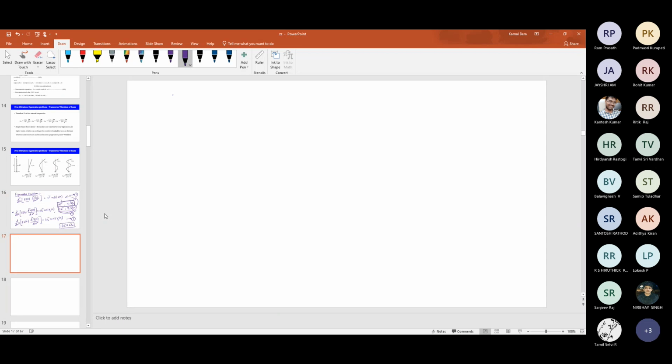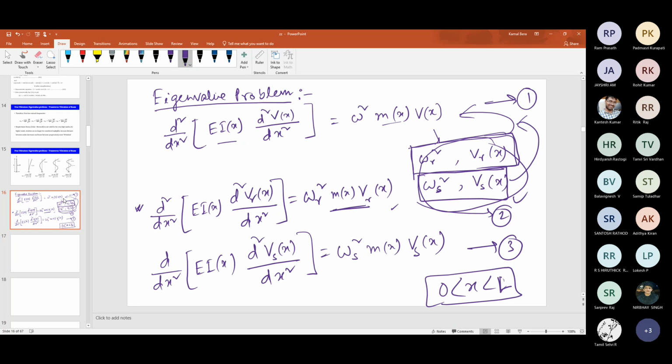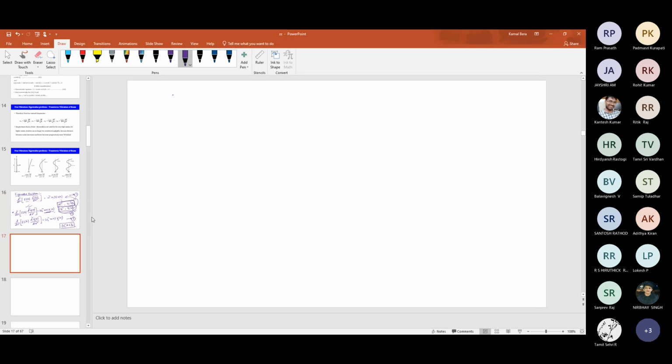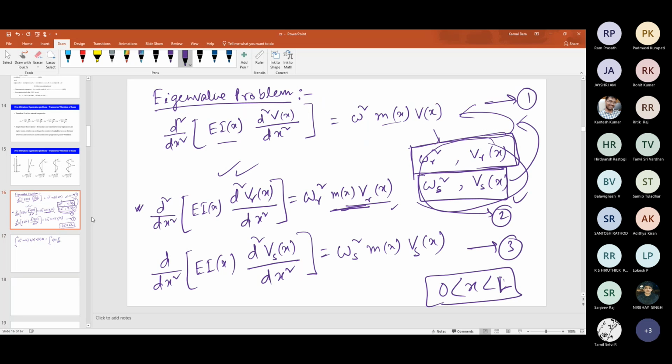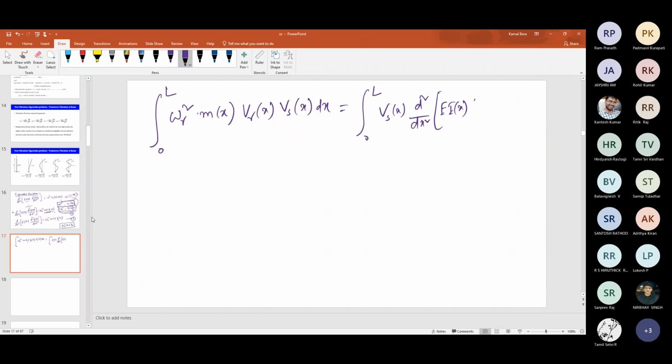So what am I basically saying? I am writing the first here. The by parts will be for this part; here nothing by parts, so I am writing this on the left hand side. Basically the integral of 0 to L of omega r square m(x), and I can take omega r square outside because that is constant, Vr(x) Vs(x) dx equals the integral of 0 to L of Vs(x) d2 by dx2 of EI(x) d2 Vr(x) by dx2.